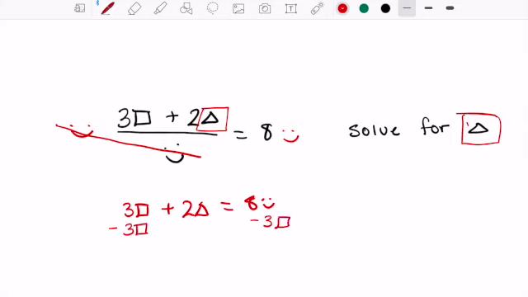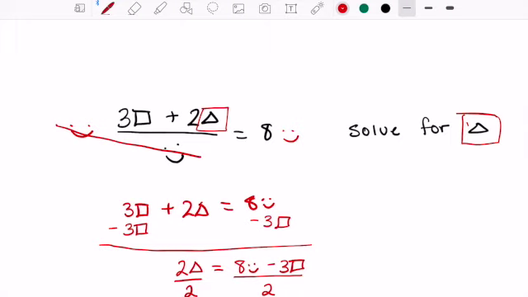I ask myself, are 8 smiley face and 3 square like terms? They're not, so I can't combine them. So I'm simply going to write my equation as 2 triangle equals 8 smiley face minus 3 square. Final step, get triangle by itself by dividing everything by 2, and we wind up with triangle equals 8 smiley face minus 3 square divided by 2.